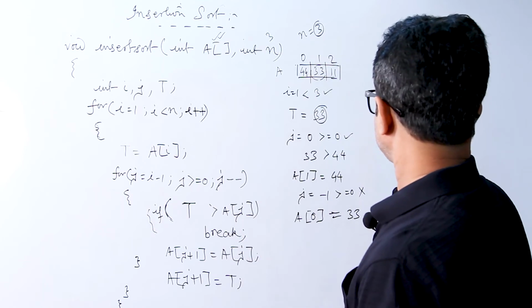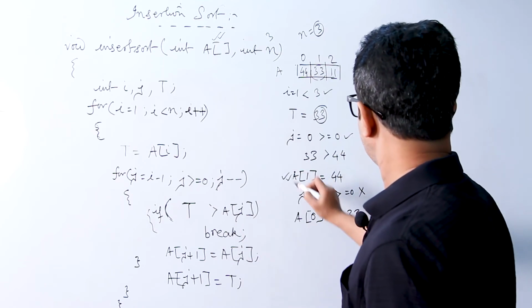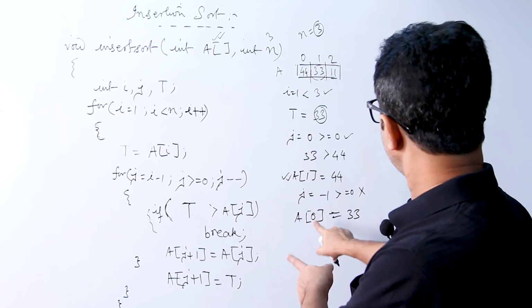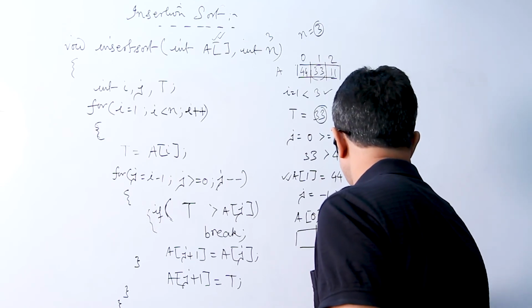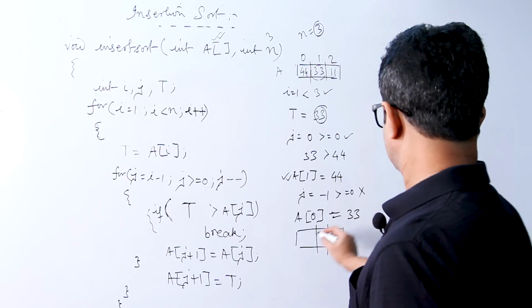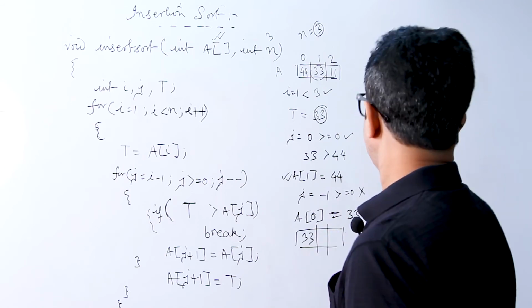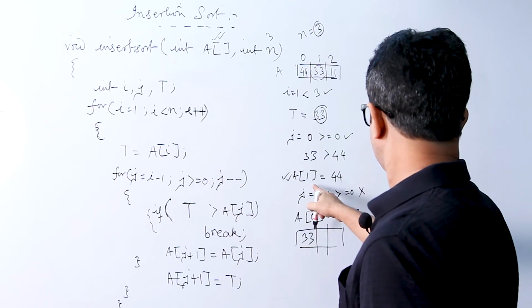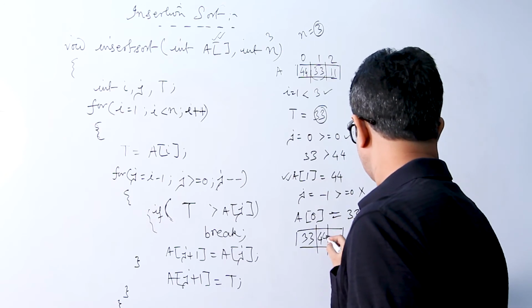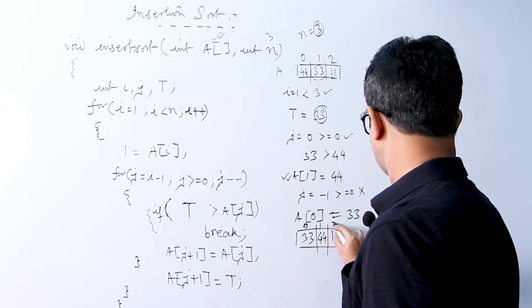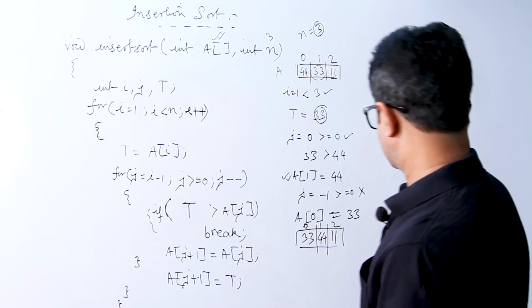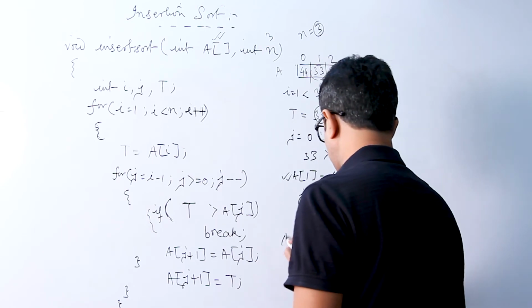Now see, a1 is now 44, and a0 is now 33. So the array is changed in this way: a0 is now 33, a1 becomes 44, and this 11 remains over here. So this is the updated array A.